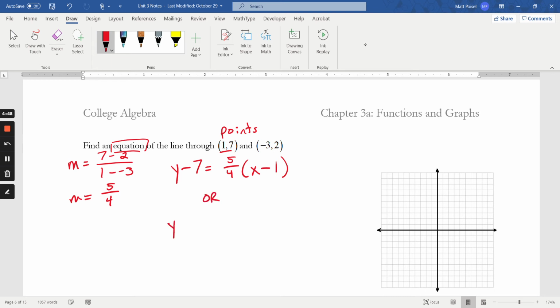Now, we could also use the other point, y minus 2. The slope is still the same. Now, this one becomes x minus -3. That's x plus 3. If we were to graph both of those, you would see that they are the exact same line. We could turn that into point slope form or slope intercept, which is what we're going to talk about here in a minute, but it's actually going to be a little bit easier just to leave it this way.